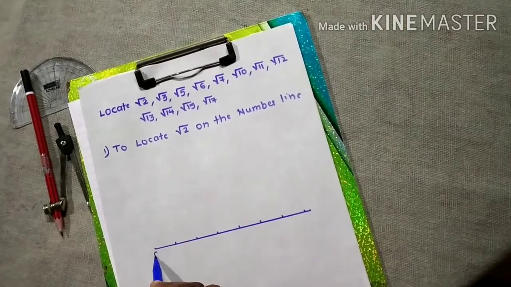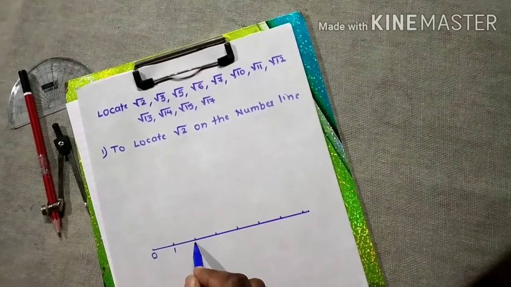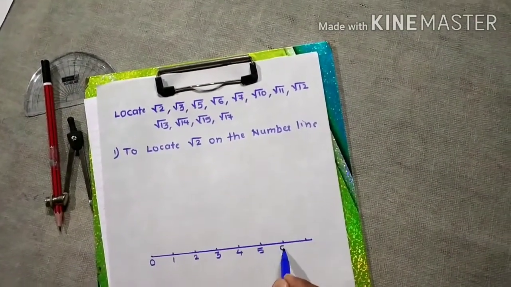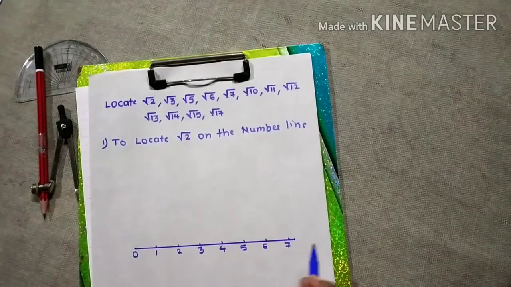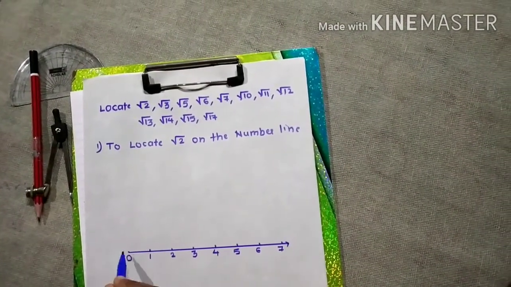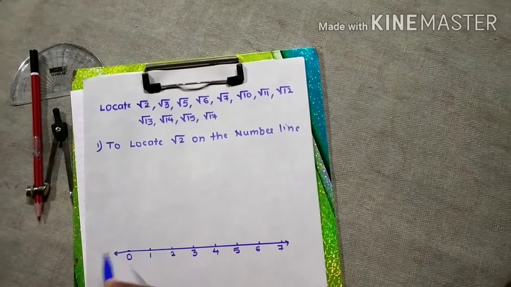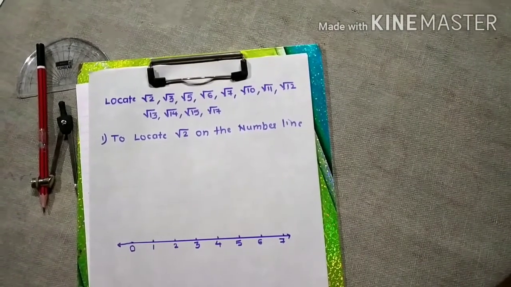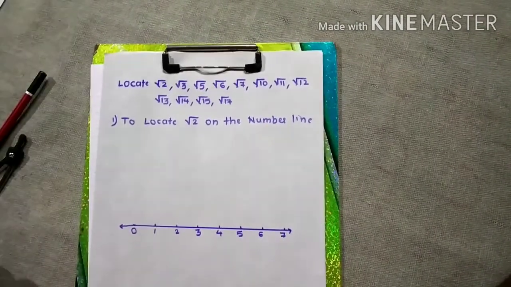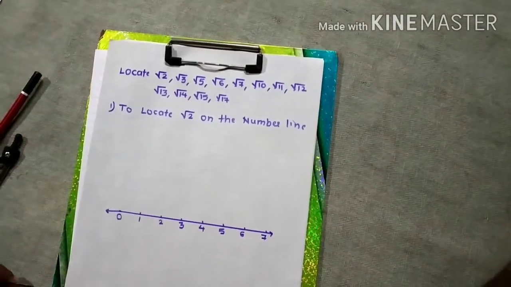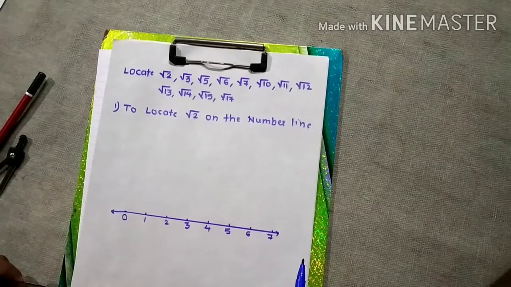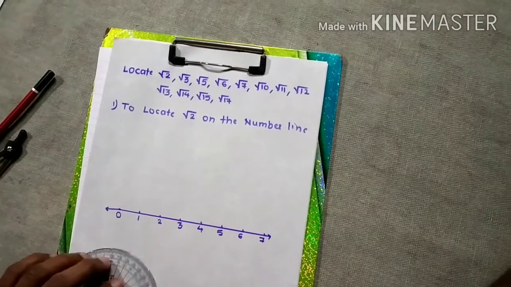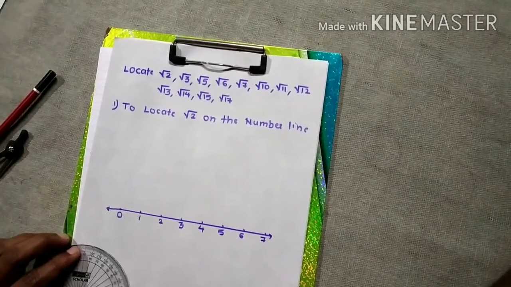So this is 0, this is 1, 2, 3, 4, 5, 6, 7. Let me extend this distance a little further. So this is a number line. Next, we have to draw a perpendicular, or we can say we can construct a perpendicular. So let us take 2 centimeter as 1 unit.